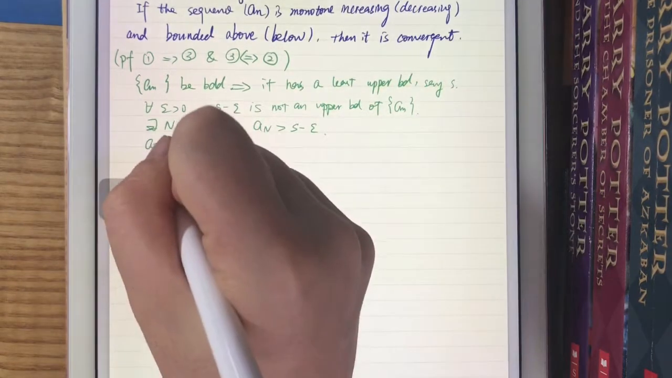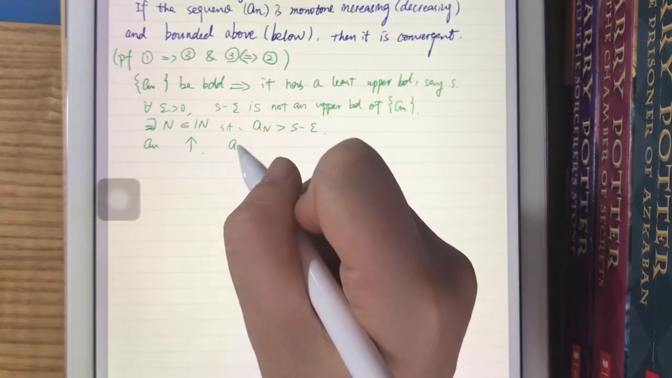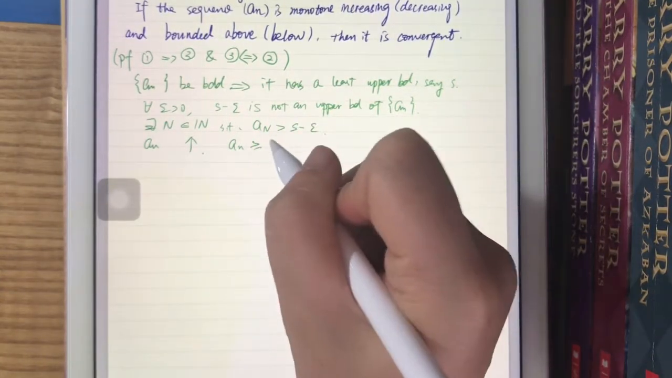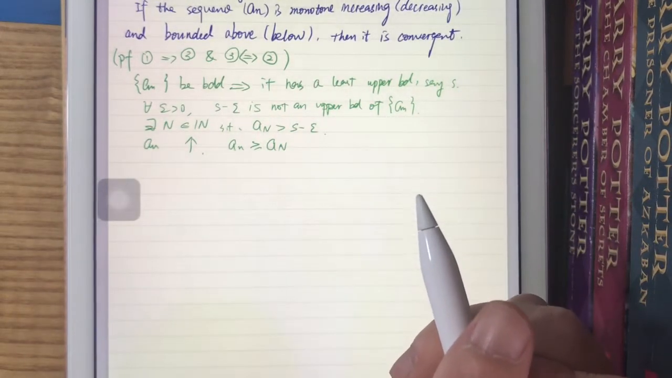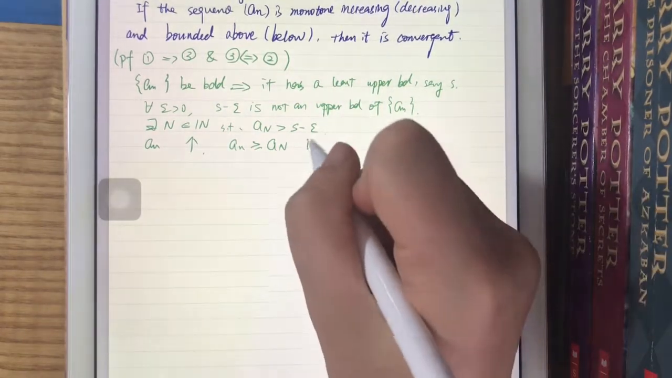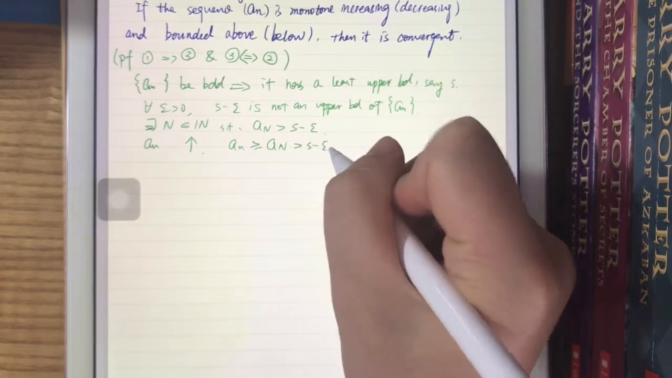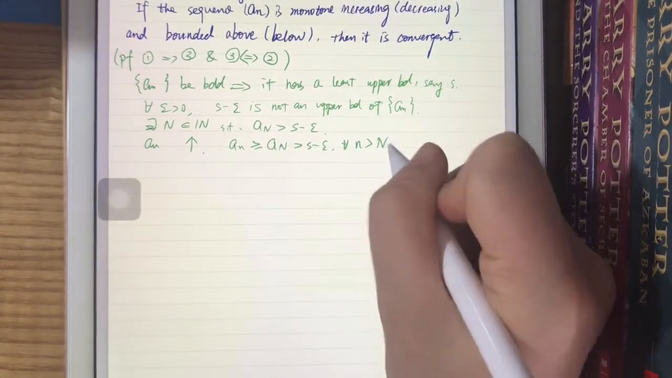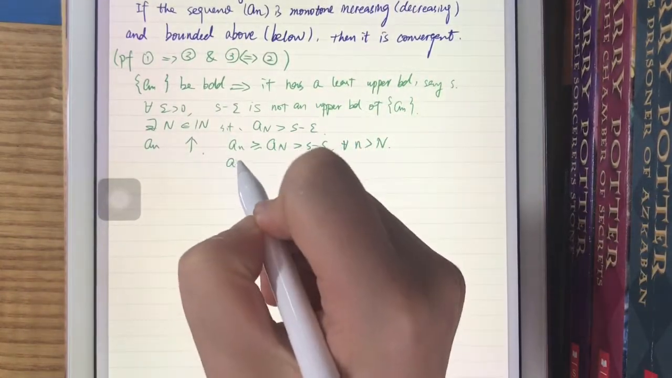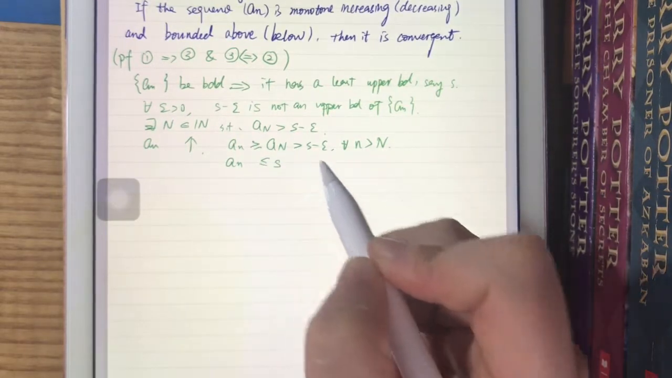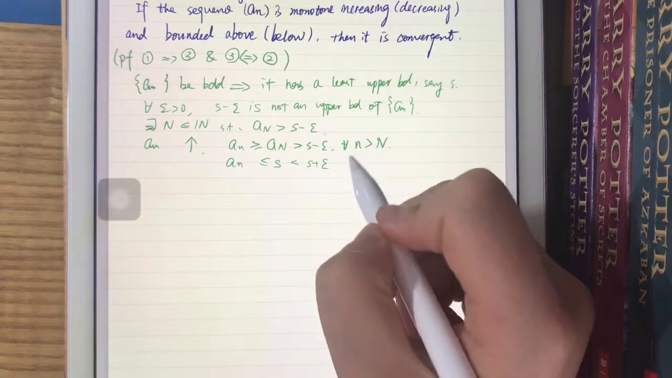And since we know that a_n is increasing, a_n will be larger than or equal to that element in between S minus epsilon and S, for all n larger than the capital N. And also we know that a_n is smaller than S, because S is the least upper bound, and so smaller than S plus epsilon for all n, right?